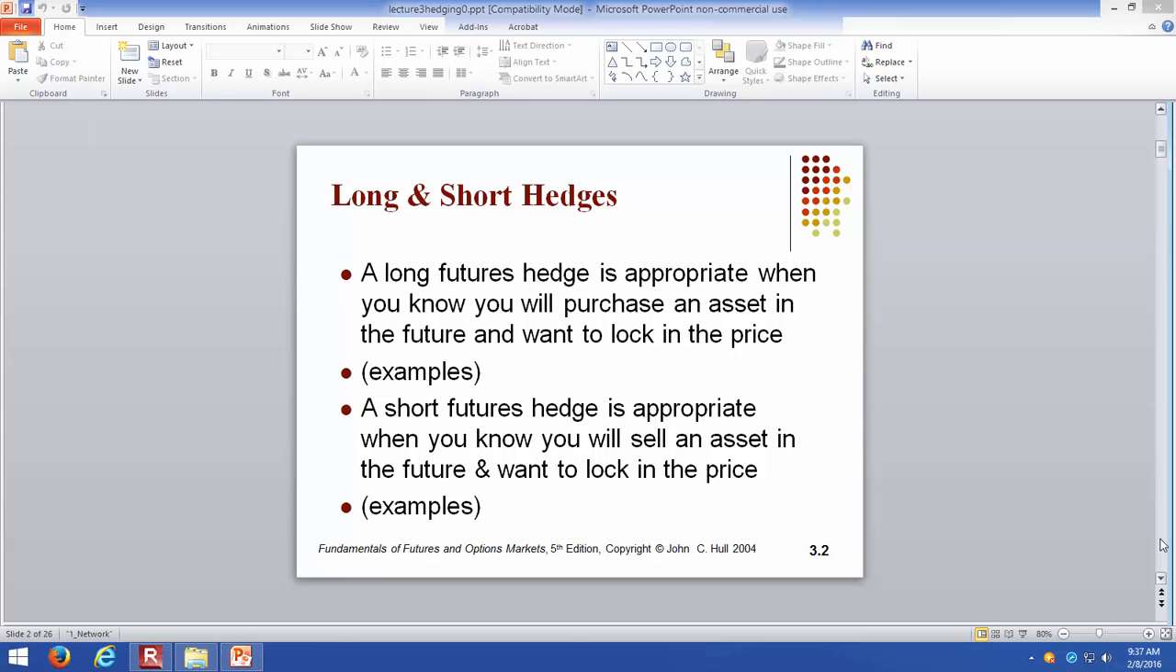So the main thing here is that whenever you know that you need something in the future, typically you want to buy a futures contract. That is what you want to do.